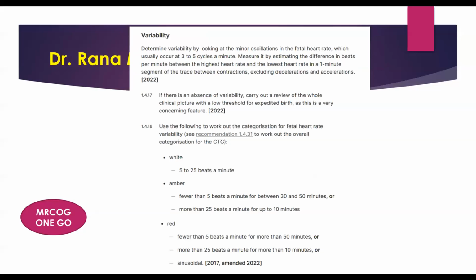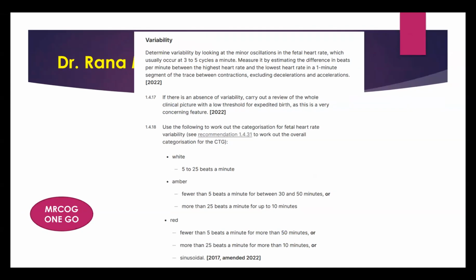Variability. We have many differences in the variability, not like the old one. So what is the meaning of variability? Variability is the change in the fetal heart rate in 1 minute. So for example, if we record for 1 minute, and the fetal heart rate is going like this.